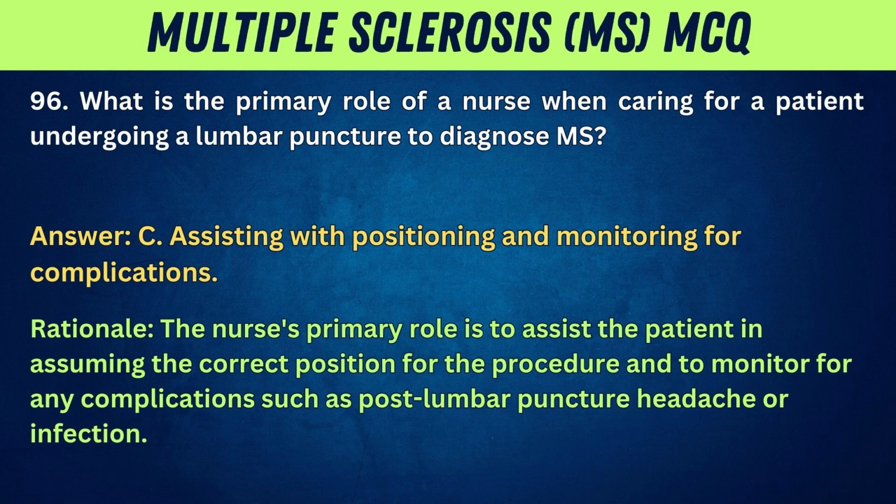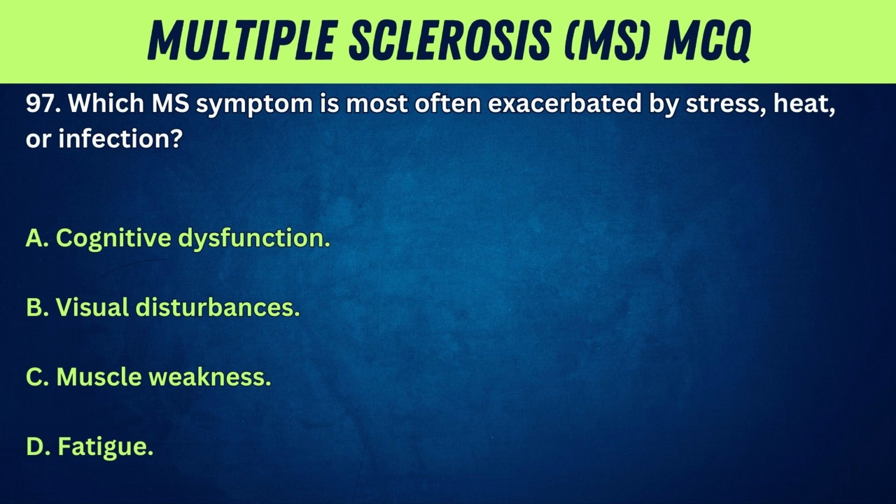Rationale. The nurse's primary role is to assist the patient in assuming the correct position for the procedure and to monitor for any complications, such as post-lumbar puncture headache or infection. 97. Which MS symptom is most often exacerbated by stress, heat, or infection? A. Cognitive dysfunction. B. Visual disturbances. C. Muscle weakness. D. Fatigue.